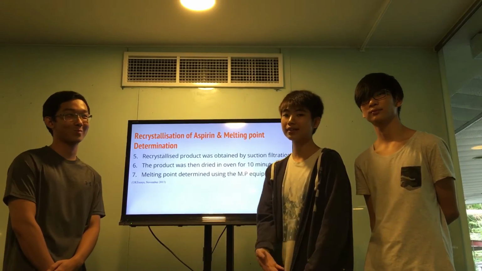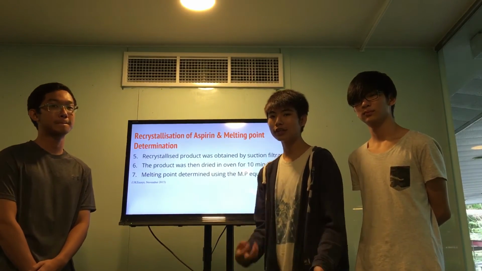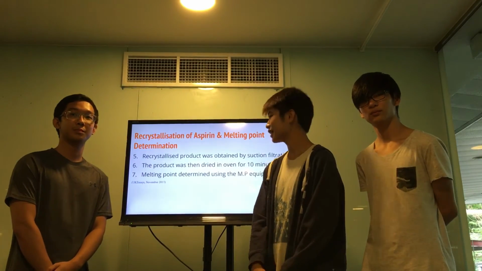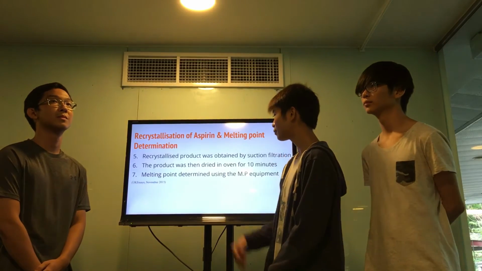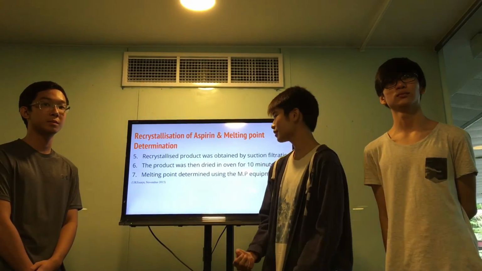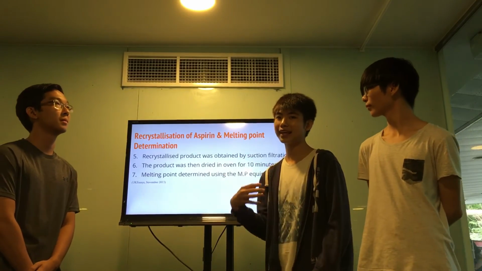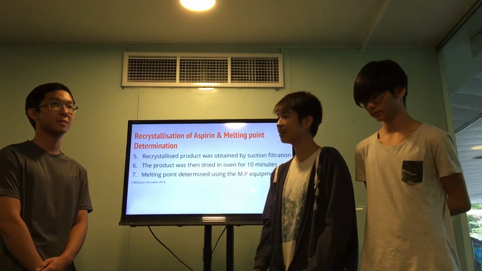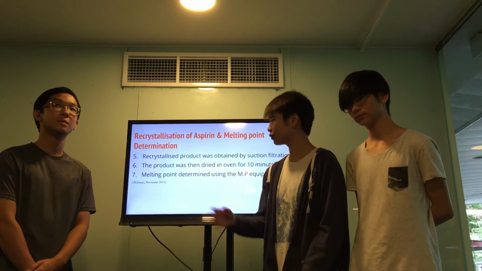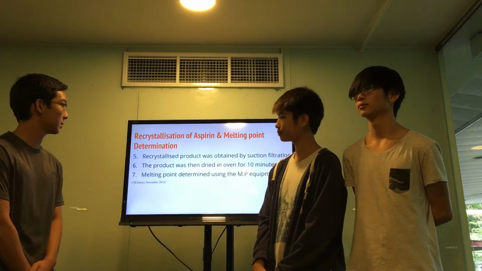We put it through a second suction filtration to remove all the ethanol and all the other liquid, to get the crystals. Then the product was dried in the oven to remove moisture content in the crystals, and we also used the desiccator to ensure that it dries without any humidity in the air. We used the melting point equipment to determine the melting point of the crystals formed.